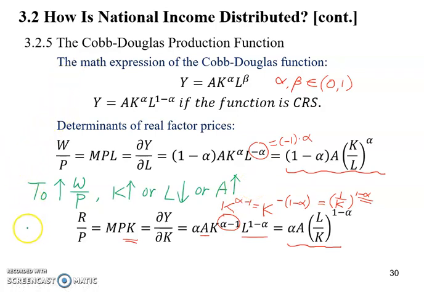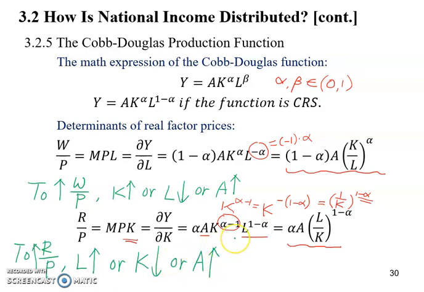To increase the real rental price, R over P, what we can do is increase the amount of labor in production, or we can decrease the amount of capital, okay, or we can increase technology, right? These strategies would lead to an increase in the real rental price, okay.